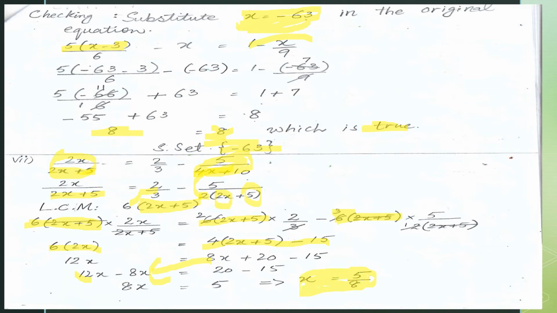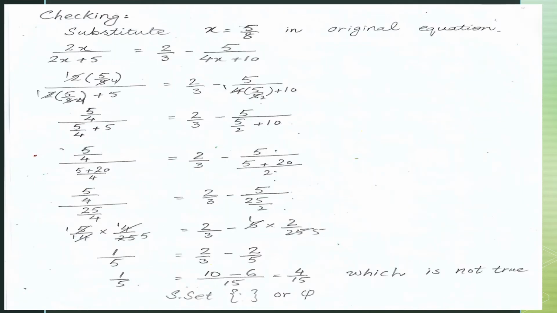Now we need to find out whether this x carries the value 5 by 8 or not. Here we are checking x equal to 5 by 8 in the original equation. Now you need to solve with the original equation, and it will be a complicated one because x is in the denominator, so when we replace the value it will be 5 over 8. Now you have to focus on this.